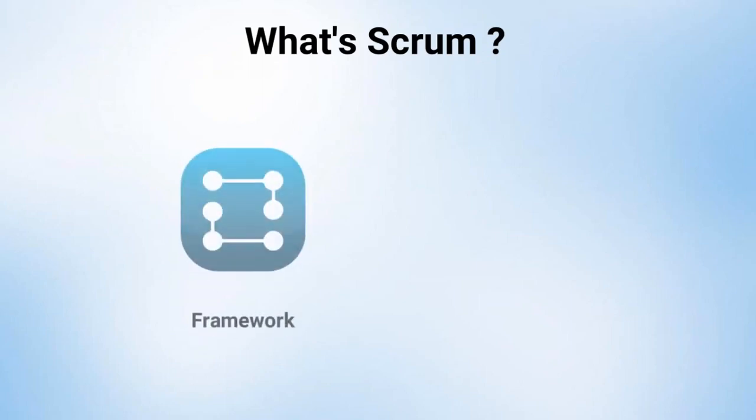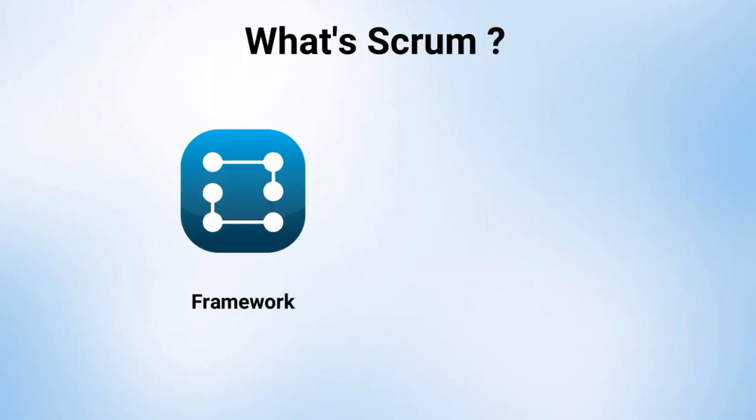What's Scrum? According to the Scrum Guide, which is written by the creators of Scrum, Scrum is a framework for developing, delivering, and sustaining complex projects. It is a relatively simple framework for dealing with complex and unpredictable projects.